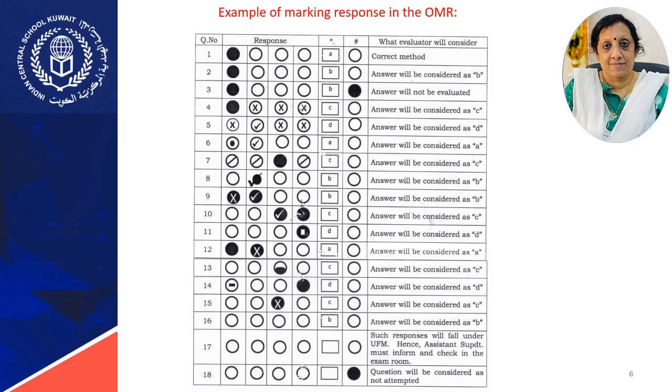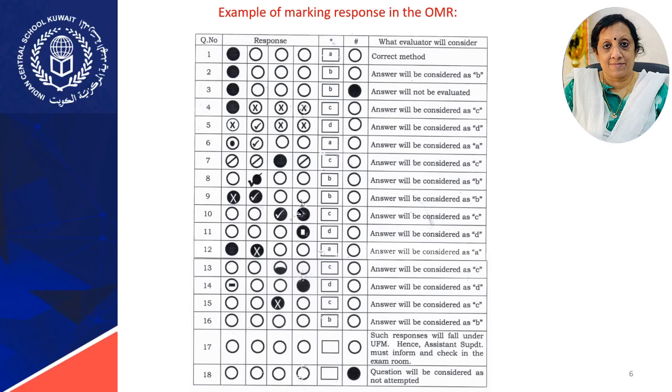Let me now come to number 17. This is an example. All circles are left blank. Rectangle box, nothing is written. The last circle under the hashtag symbol is also empty. So such responses will fall under UFM. UFM means unfair means. So the assistant superintendent on duty in the examination room must inform, and you will check with us also in the exam room.